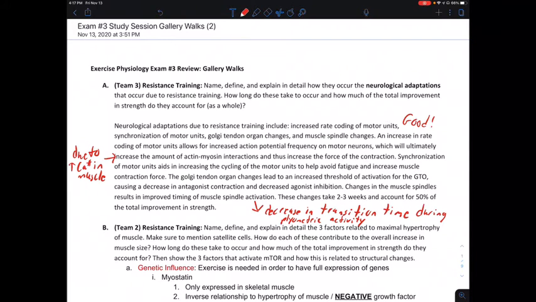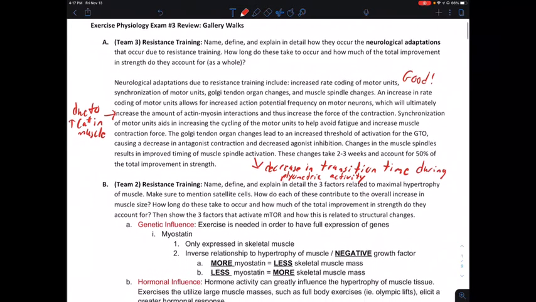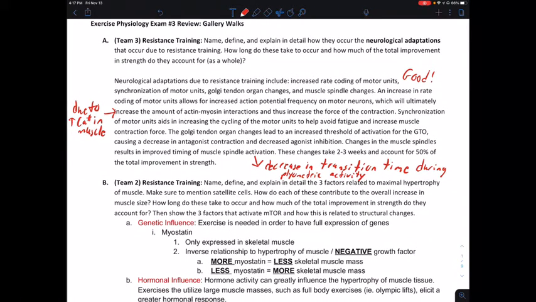Team 3 did this one. This is the neurological adaptations to resistance training. The only things I have to add here, well, there's really the four changes: the increased rate coding of motor units, synchronization of motor units, GTO changes, and muscle spindle changes.